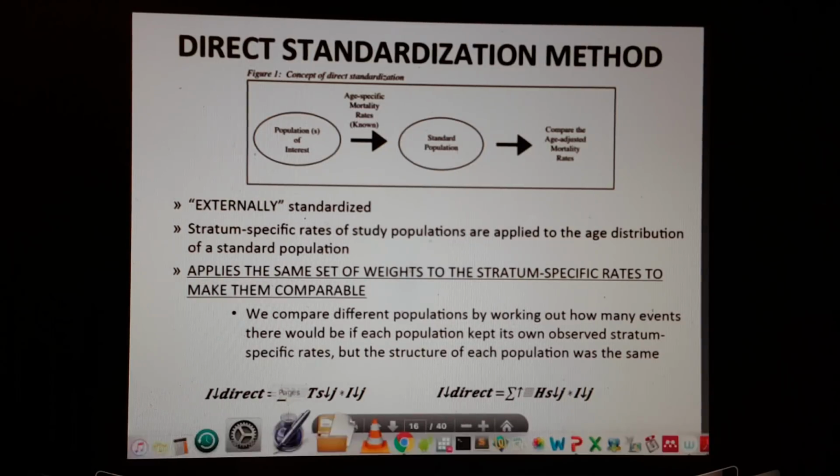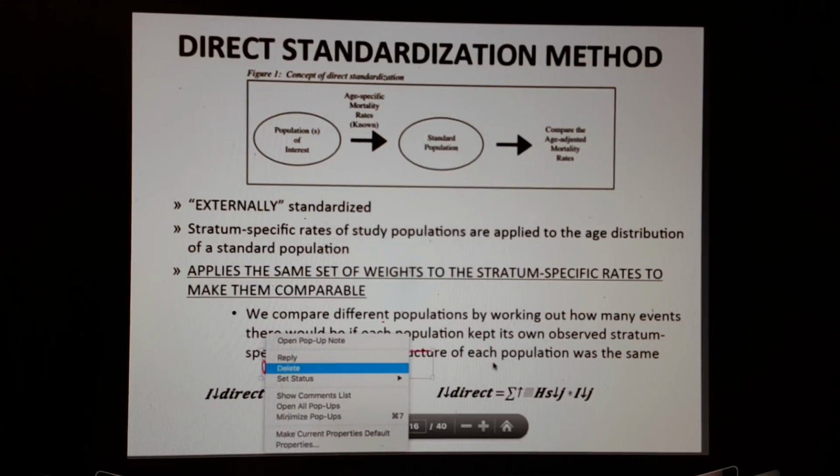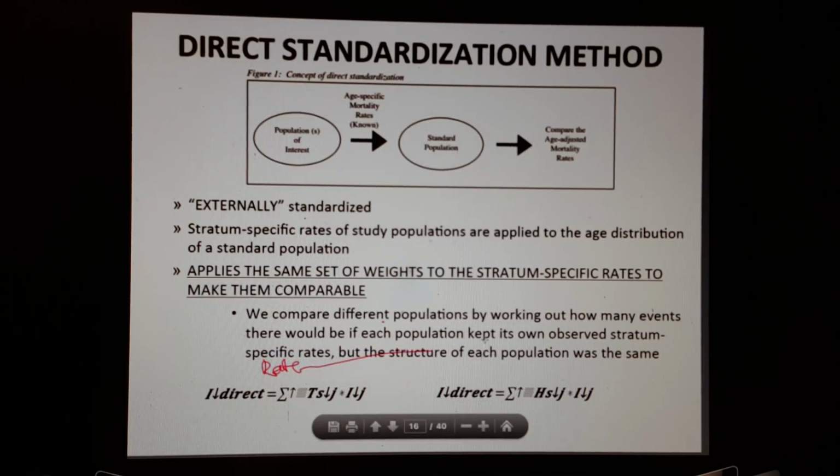So here are 2 formulas if you are a person who prefers to see formulas. So this is for rates, and this is for risks. Okay, so all this tells you is the sum, so you're just adding up for each stratum. Here is the standard distribution of population time at risk for rates multiplied by your stratum-specific rates. So this is your standard, and this is your study population or observed.